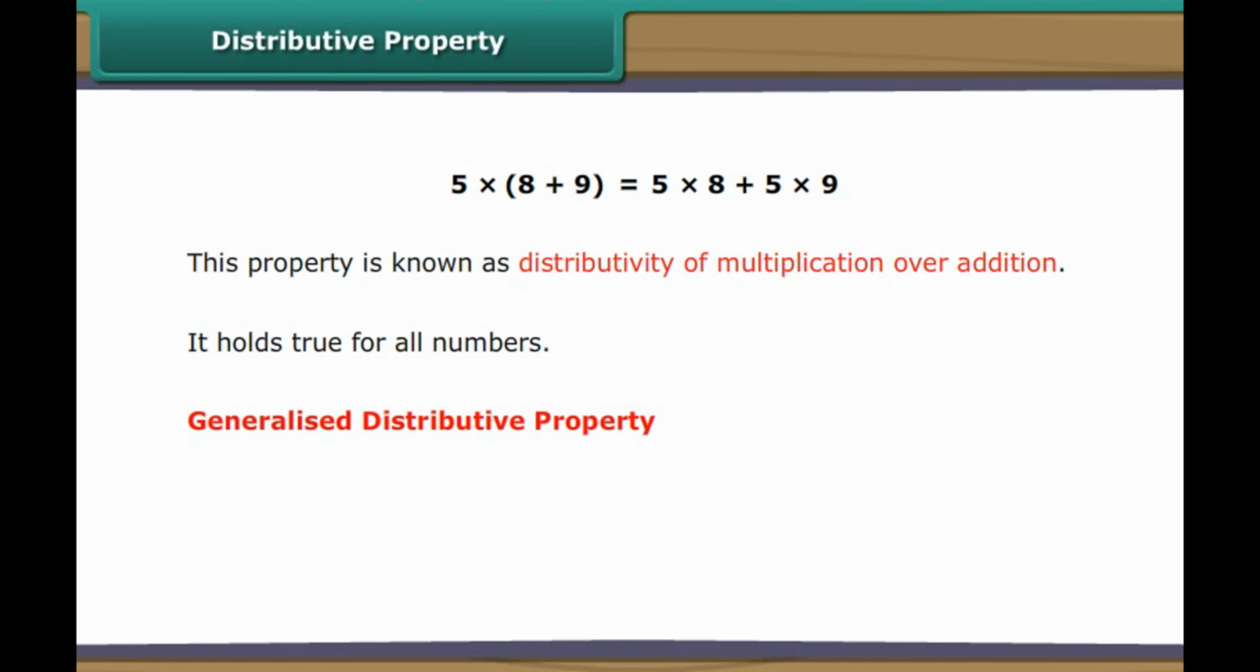We can therefore generalize it with variables as (a plus b) into c is equal to a into c plus b into c.